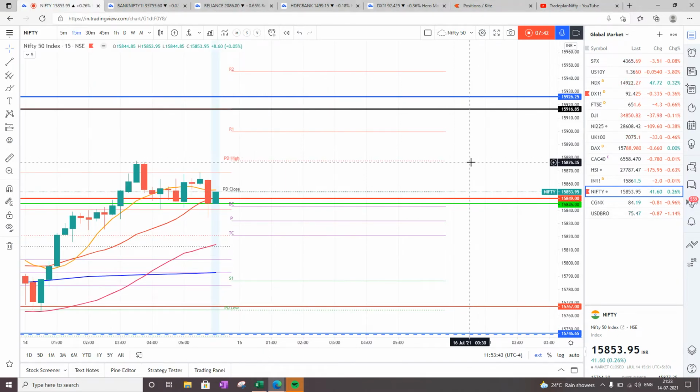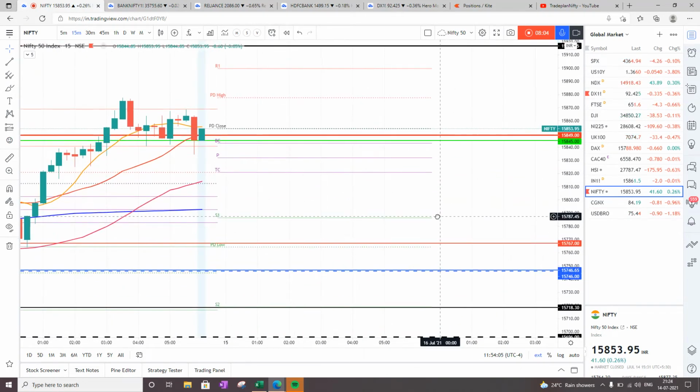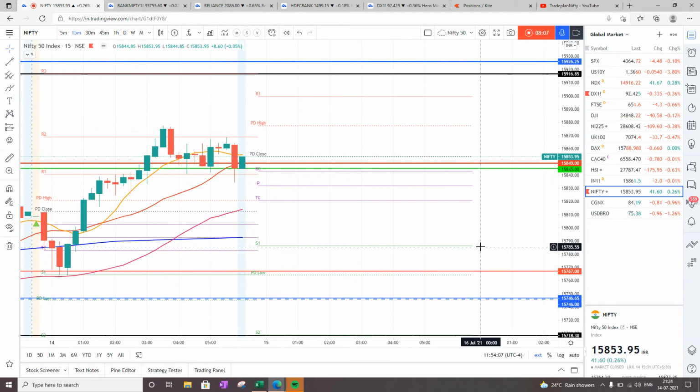So three scenarios: opens and starts moving up, then sell; opens and starts going down, then buy on dip at pivot and at 15,789; and opens below pivot, then sell on rise at 15,850 or at previous day high, which is at 15,876, for a target of 15,750 or 15,700. So that's my trade plan for tomorrow. Please consult your financial advisor before you take any trade.